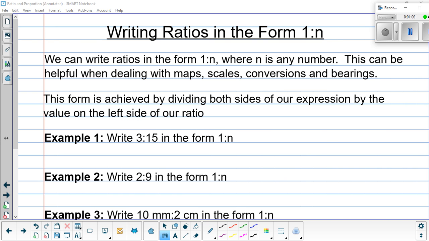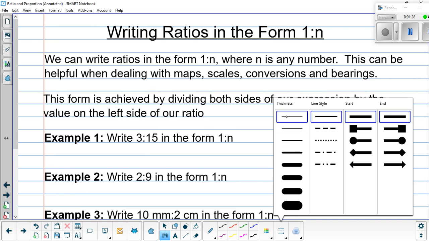It's actually quite easy how we do this, and we divide both sides of our expression by the value on the left-hand side. Before, we were dividing them by the same number, and we were picking that value. Now we're just simply dividing both sides by the left number. So what's this going to look like?